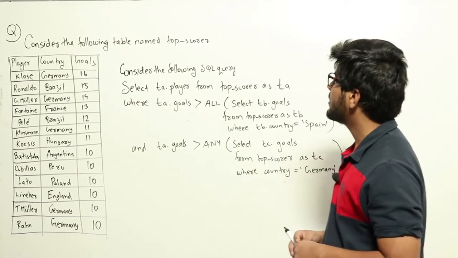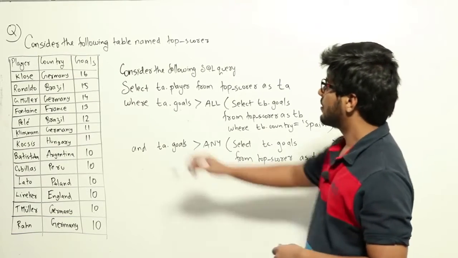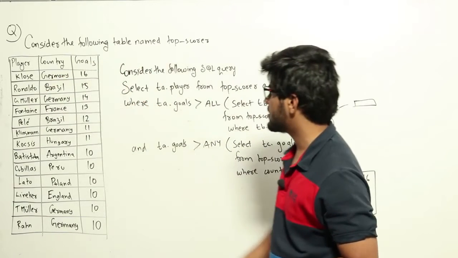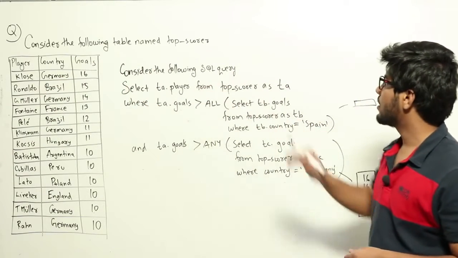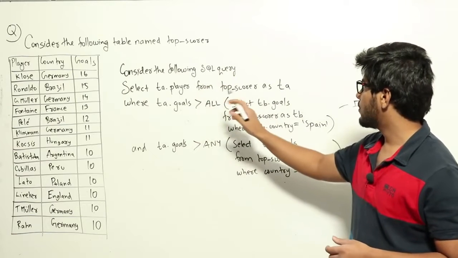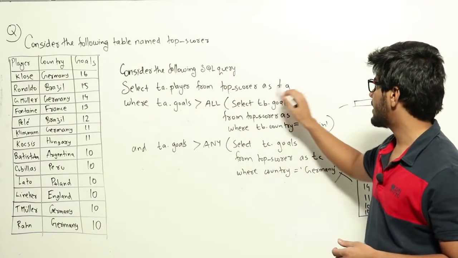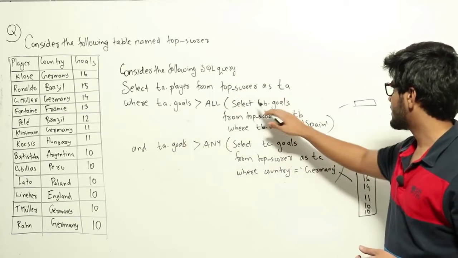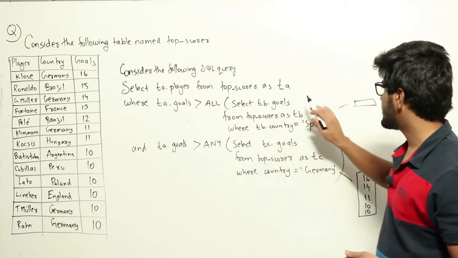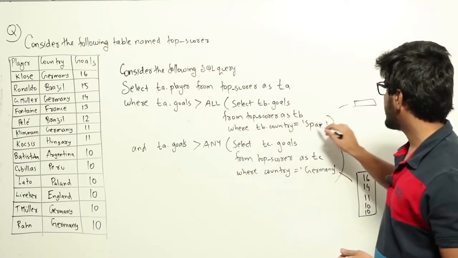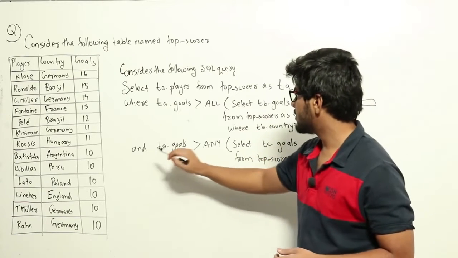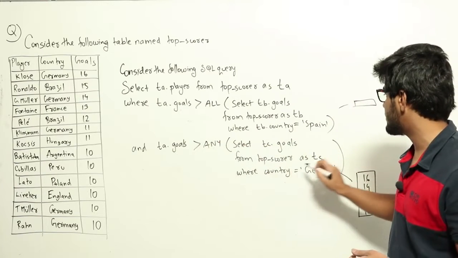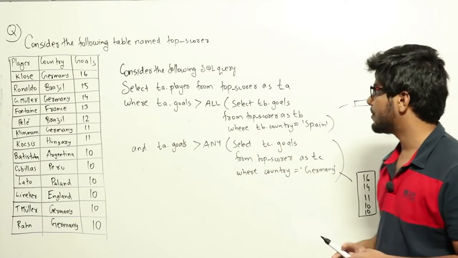Consider the following table named top scorer. We have been given this table having 3 columns, player, country and goals, and this data here. And consider the following SQL query. Select ta.player from top scorer as ta, where ta.goals greater than all of select tb.goals from top scorer as tb, where tb.country equal to Spain. And ta.goals greater than any of select tc.goals from top scorer as tc, where country equals Germany.